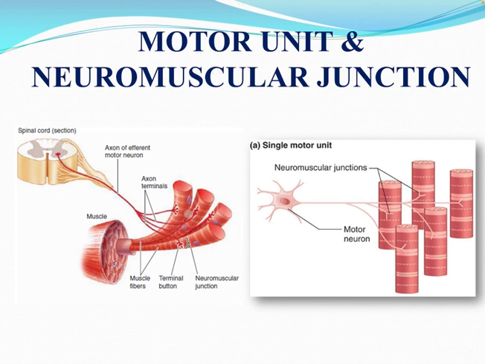A single motor unit consists of a motor neuron and all of the muscle fibers that it controls, while the neuromuscular junction is the point of synaptic contact between the axon terminal of a motor neuron and the muscle fiber it controls. In the diagram you can see a single motor unit supplying four muscle fibers, and on the right side, another single motor neuron supplies five muscle fibers.